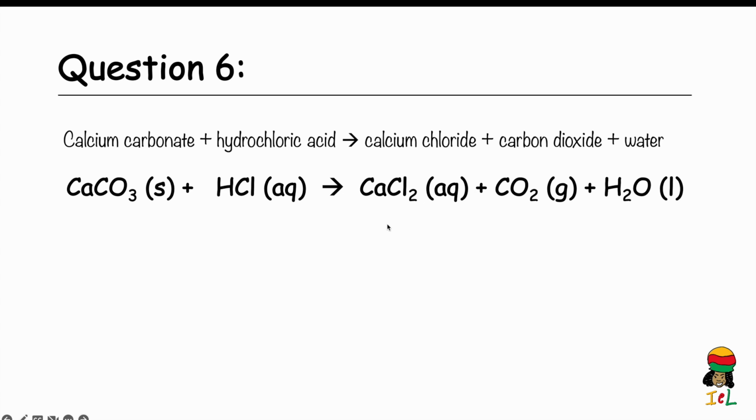So we just make sure that the same atoms occur on both sides of the equation. There is calcium, carbon, oxygen, hydrogen, chlorine. We have calcium, carbon, oxygen, hydrogen, and chlorine. So the same atoms occur on both sides of the equation, so that check is complete. Now we're going to balance the number of atoms on both sides of the equation.